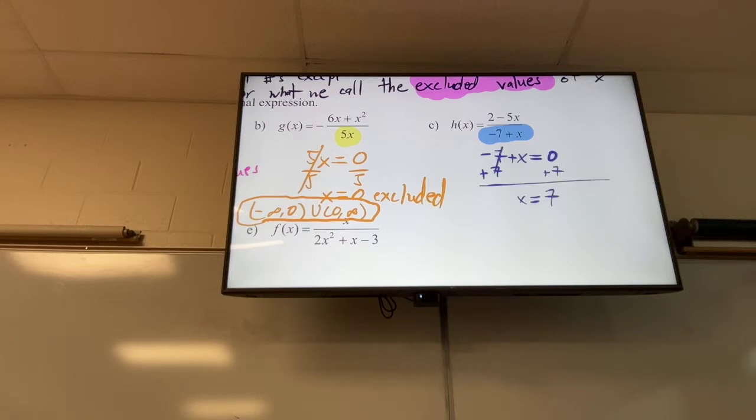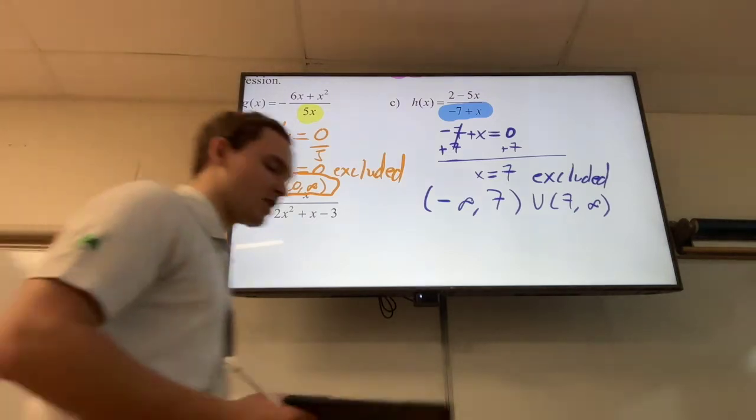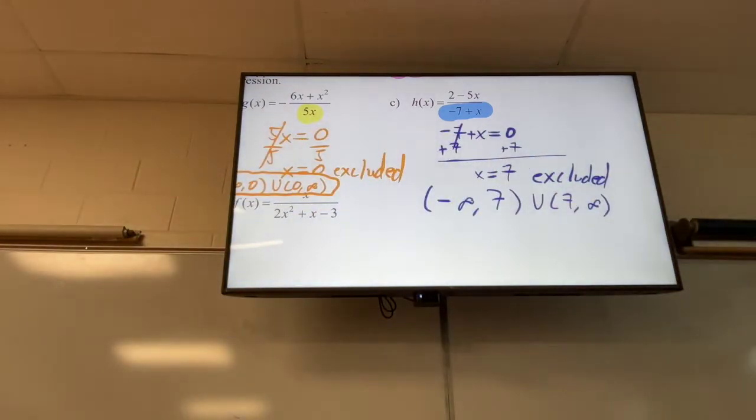So x equals 7 is my excluded value. So my domain is going to be every real number except for 7, okay? And again, I write that in interval notation just like I wrote the last problem. Okay? Negative infinity to 7, union 7 to infinity.